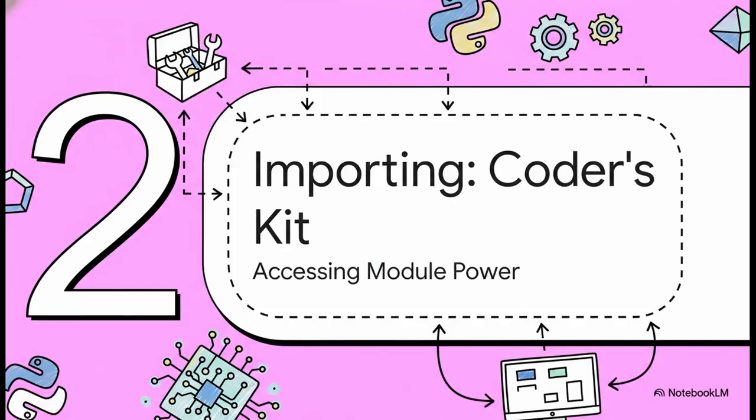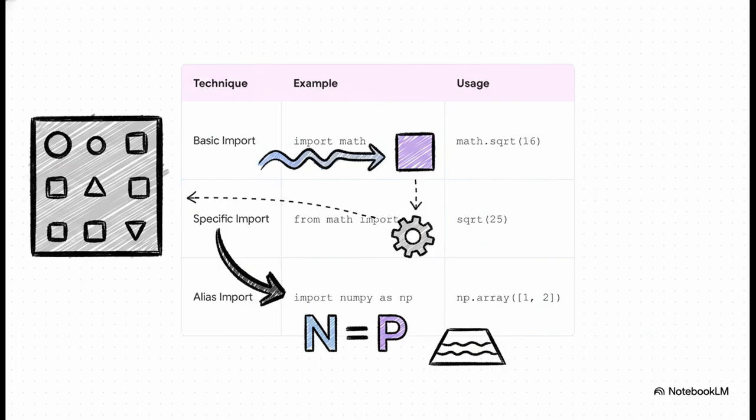Okay, so you've created this cool module. Now what? How do you actually use it in another file? Well, that's where importing comes in. The best way to think about it is like opening your coder's toolkit and just grabbing the specific tool you need for the job. So you've basically got three main ways to do this. First, a basic import. This is like grabbing the entire toolbox. Then there's a specific import where you just grab one single tool you need, like the square root function. Or, and you're going to see this one everywhere in professional code, you can use an alias import, where you rename something to make it shorter, like changing numpy to just np. This is a total pro move to keep your code clean and super readable.